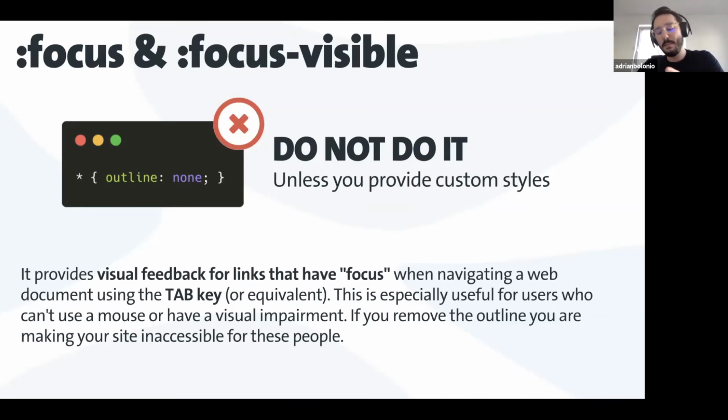Again, links, inputs, buttons. Someone who forgot their glasses at home and sees blurry needs to know where the focus is at all times. So this is the visual feedback for them to know, if I press enter, where am I? So this is very important as well.